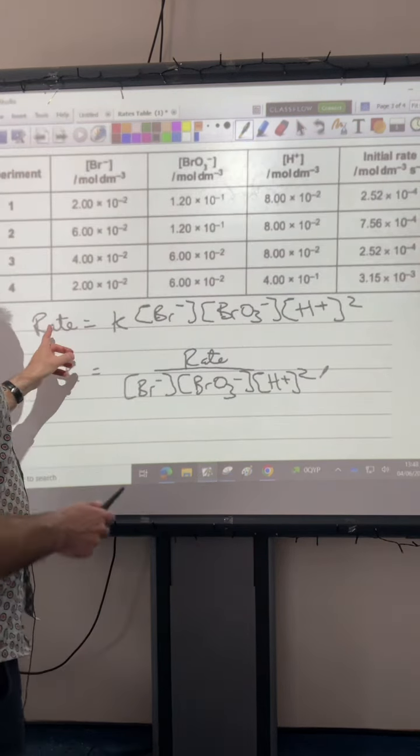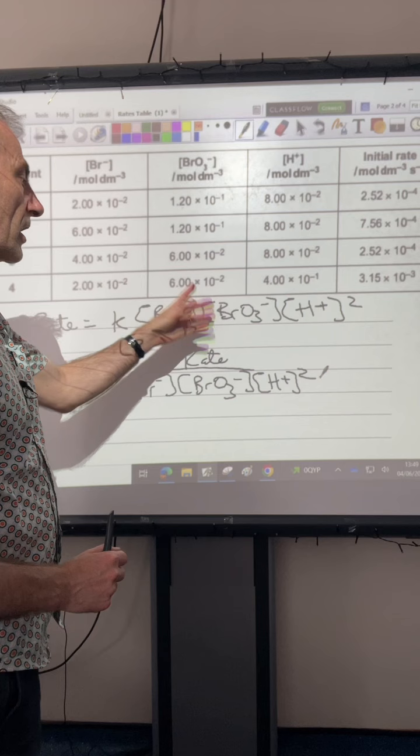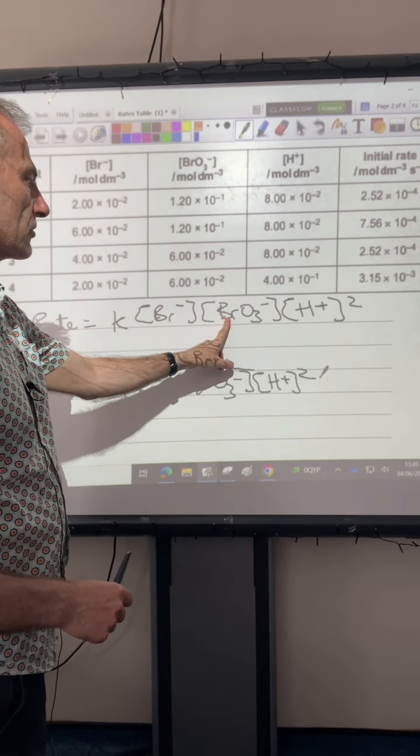So there's my rate equation. Rate equals K, concentration of Br minus. I haven't bothered with a power 1 there, you can if you want. Multiplied by the BrO3 minus concentration, again first order, multiplied by the H plus concentration, second order. So we rearrange that to get K, so rate over the concentrations. You can use any row you want because this was all done at the same temperature, so K will be constant. I'm just going to use row 1.